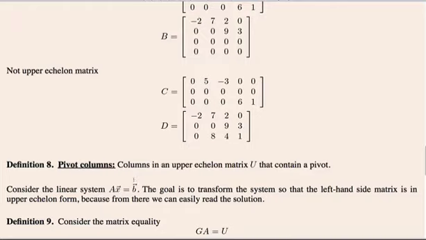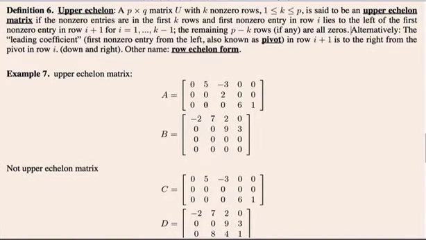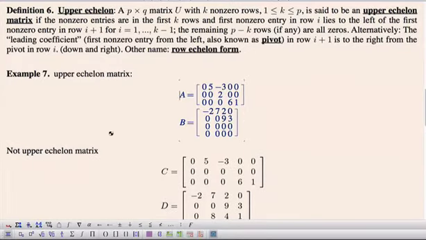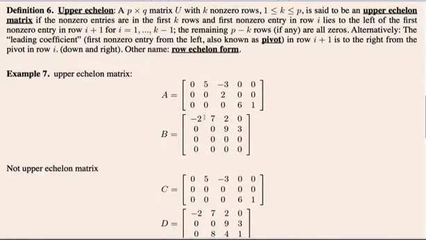The pivot columns are the columns in an upper echelon matrix U that contain a pivot. For example, in this one, the second, third, and fourth columns are pivot columns because they have these leading non-zero entries. That means the first non-zero entry in the row from the left. So columns 2, 3, and 4. Then in this example, columns 1 and 3 are pivots. The two pivot entries are -2 and 9. Columns 1 and 3 are pivots.